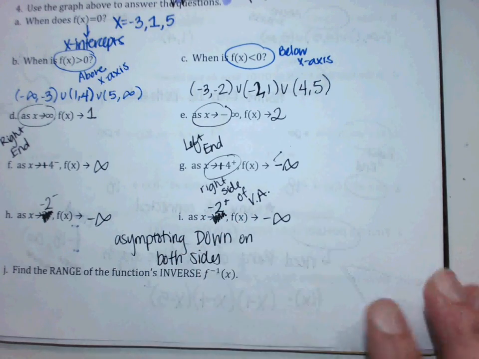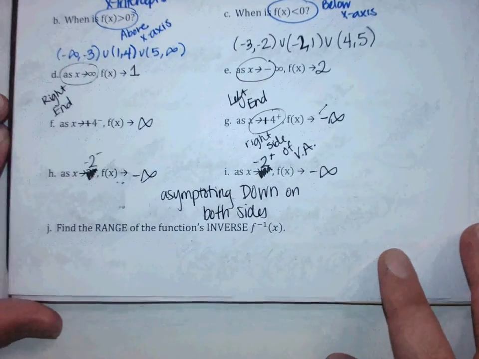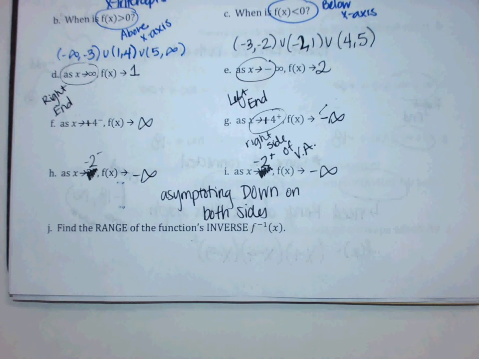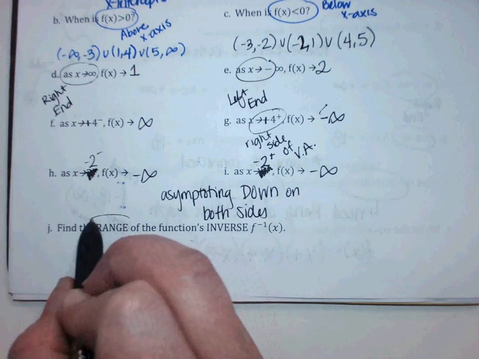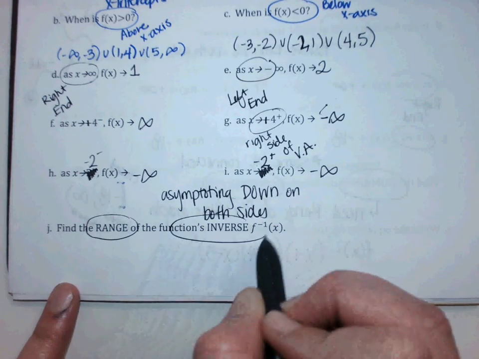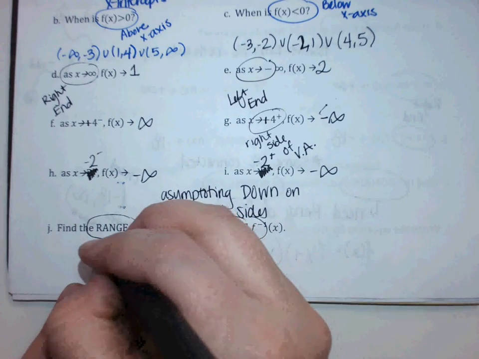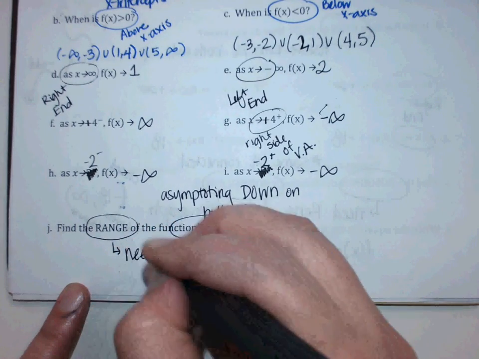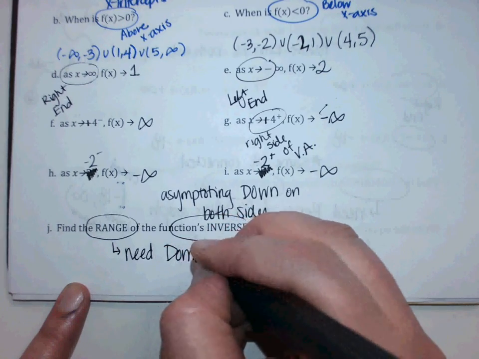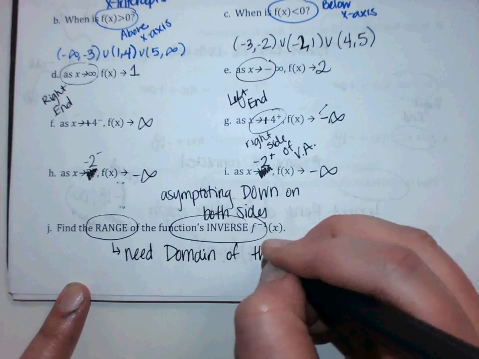And remember, you can asymptote up on one side, down on the other, or they can both go up, or they can both go down. You just have to look at the picture. Okay, the last one. I want the range of the inverse. What am I finding for this graph if I want the range of the inverse? The domain. We need the domain of this graph.